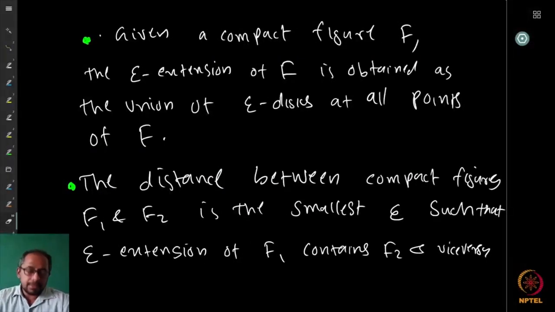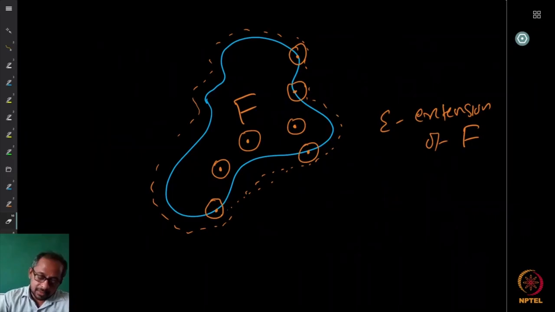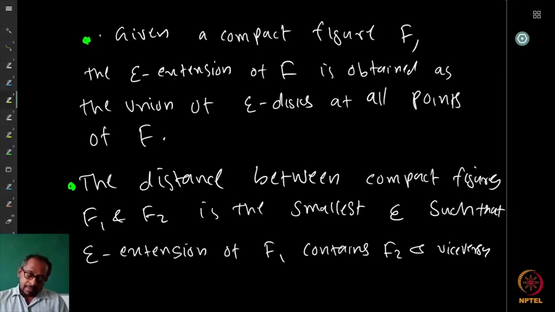Now, once you have the epsilon extension, I can define the distance between two figures. What is the distance between two figures? The distance is defined as follows. You take the epsilon extension of F, and suppose you have another compact figure G. The distance between F and G is: you take the epsilon extension of F and find the smallest epsilon such that you can put G inside it. But you want your epsilon to be such that if you take the epsilon extension of G, you should be able to put F inside it also. So the smallest epsilon such that the epsilon extension of f1 contains f2 and the epsilon extension of f2 contains f1 is called the distance between the compact figures f1 and f2.